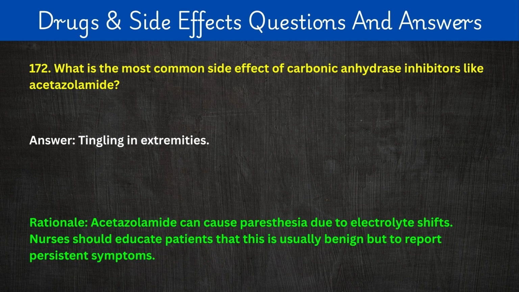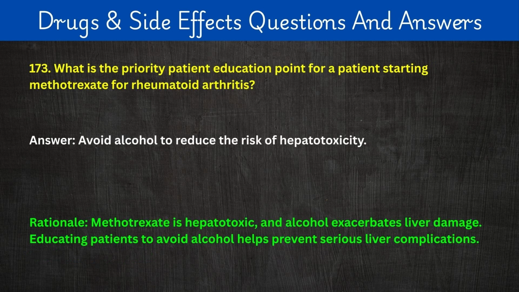172. What is the most common side effect of carbonic anhydrase inhibitors like acetazolamide? Answer: tingling in extremities. Rationale: acetazolamide can cause paresthesia due to electrolyte shifts. Nurses should educate patients that this is usually benign, but to report persistent symptoms.